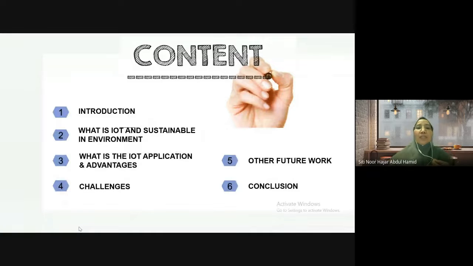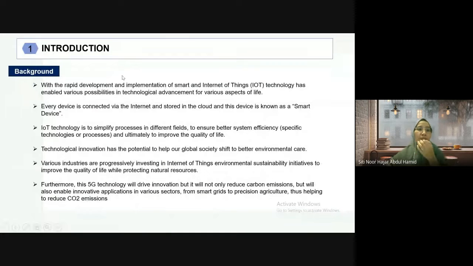Our presentation content starts with the introduction. Second, we are going to discuss what is IoT and sustainable environment. Third, what are the IoT application and advantages. Fourth, the challenges faced by researchers. Then the fifth is future work, and the final is our conclusion for this discussion or project. So for the introduction, we have a background.